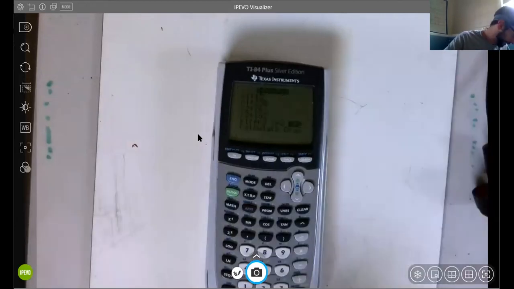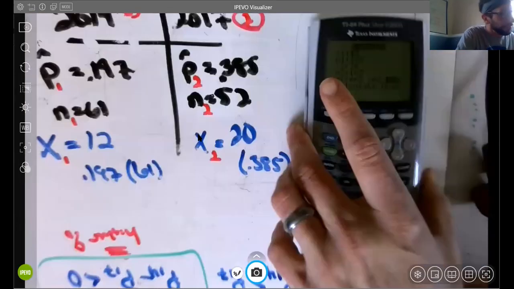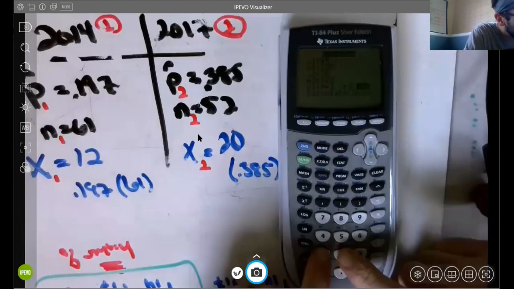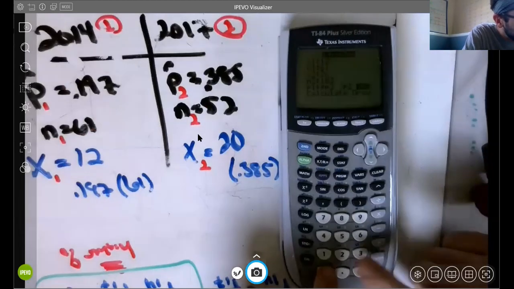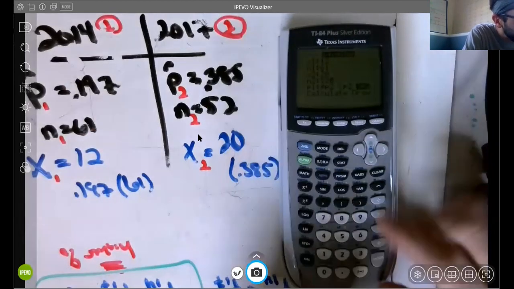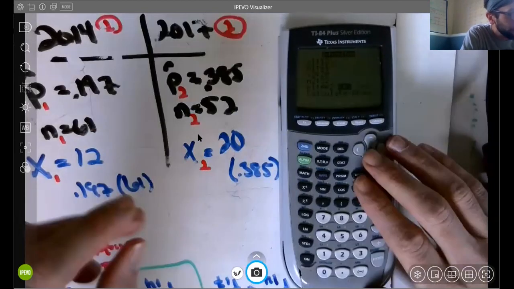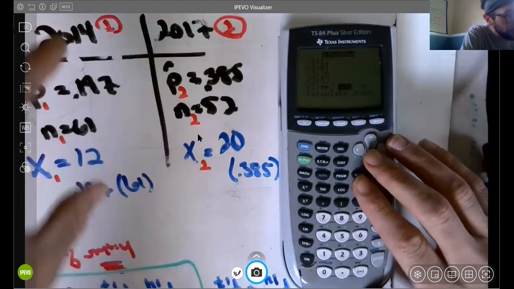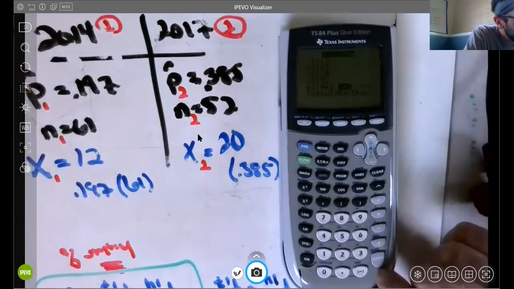And then we're going to enter all that information from our table. So our x1, for me, I had 1 as the 2014 group. So x1 is 12, n1 is 61, x2 was 20, n2 was 52. We want to know if p1 is less than p2 because we want to know if 14 is less than 17, right? If the percent resistant here was smaller, because we want to know if the percent increase got bigger in 2017. And then we're going to go to calculate.